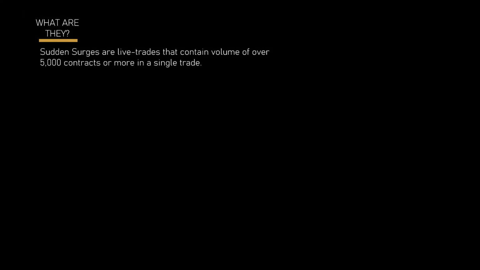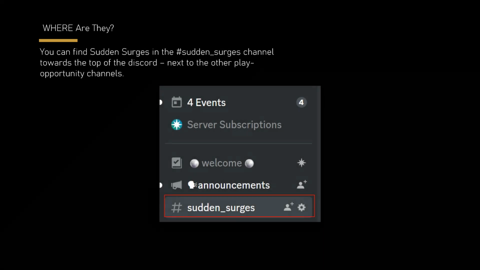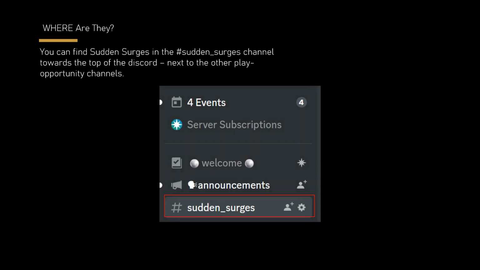So first thing, what are they? Well, sudden surges are live trades that contain volume of over 5,000 contracts or more in a single trade. Now with this, you're also going to get two very important data metrics that you're going to want to look at. But first, where to find these? At the very top of the server, you will see them under the announcements channel. I will leave them there for now until everyone gets used to where they are.